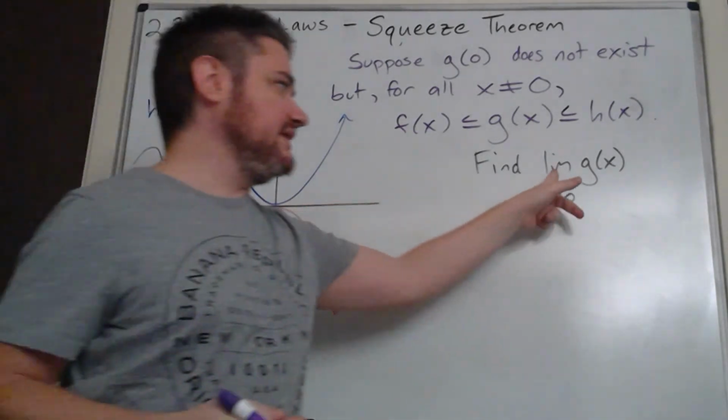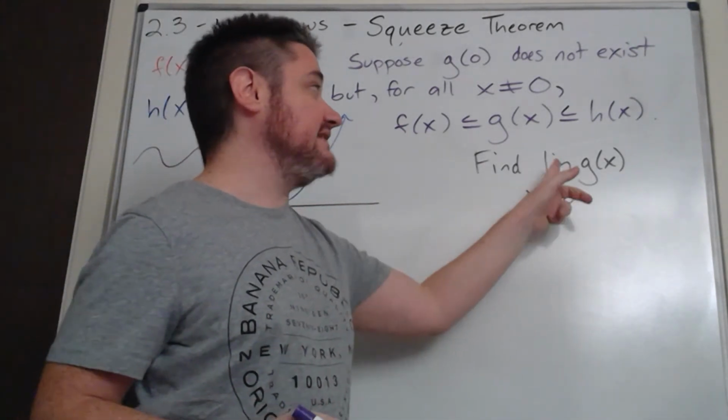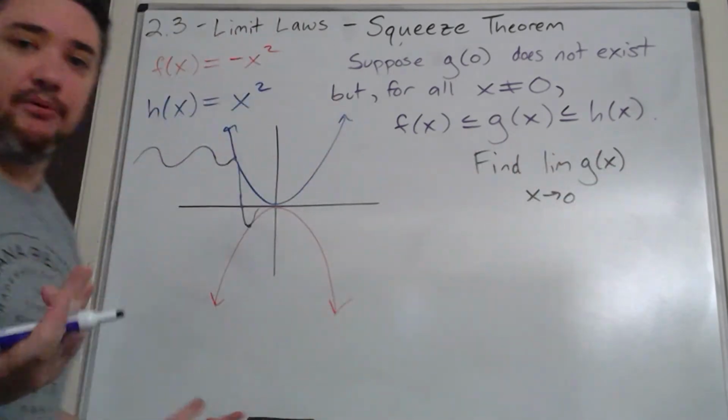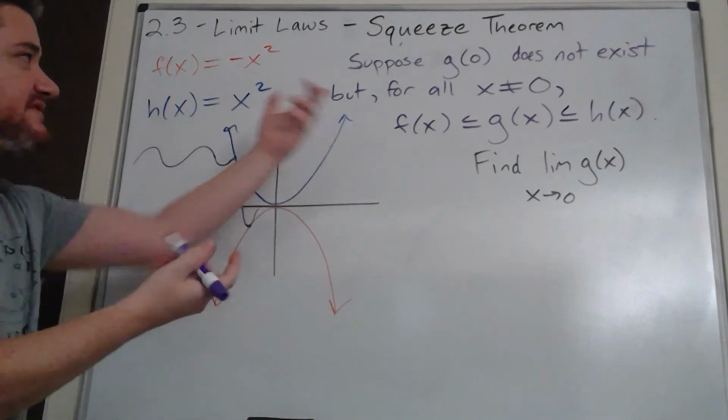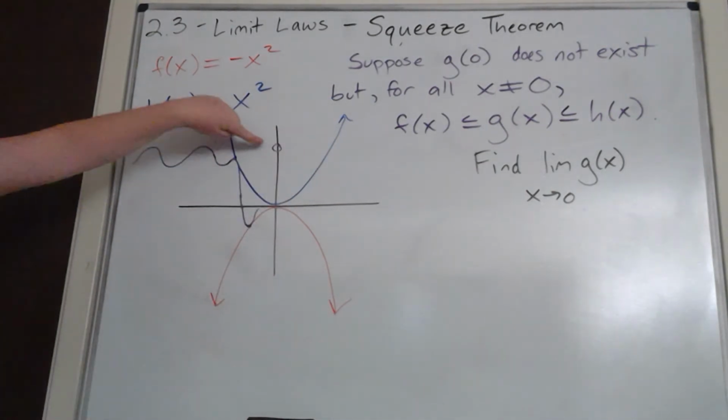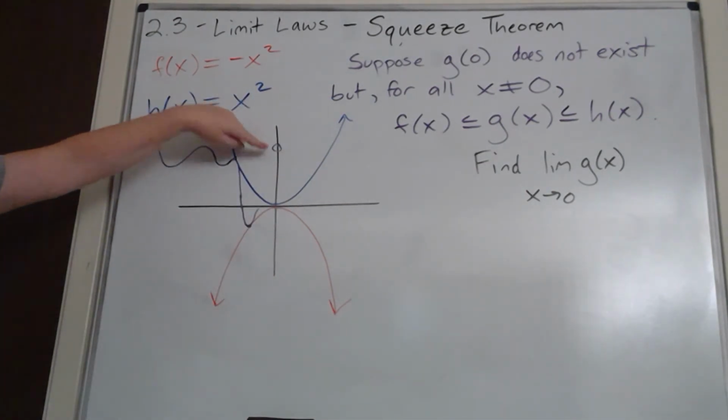What do you think the limit as x approaches 0, what do we think this purple function has to go to, right? Could the limit be way up? I know g of 0 doesn't exist, but could the limit be that? Could the functions go there? No, how would they go there?